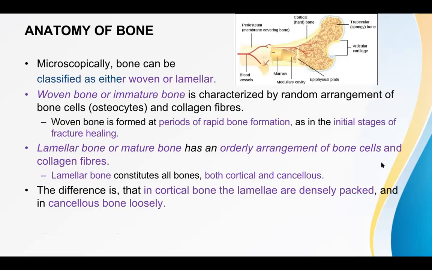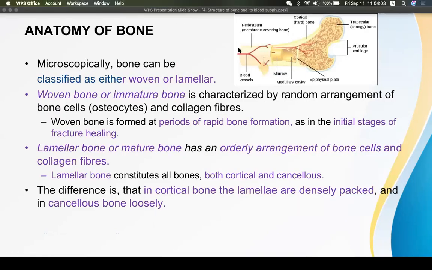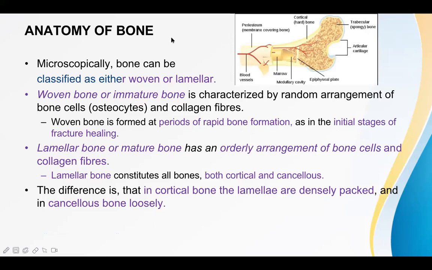Let's move on. Now, another point. Now see here. Let's take a cross section of the bone. Let's cut the bone and then analyze what structures are inside. Microscopically, the bone can be classified as either woven bone or lamellar bone. So let's analyze what we mean by these.